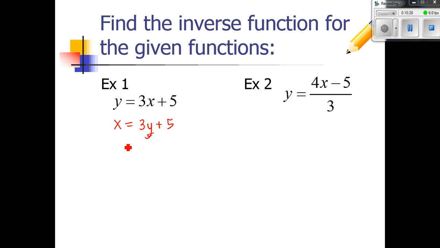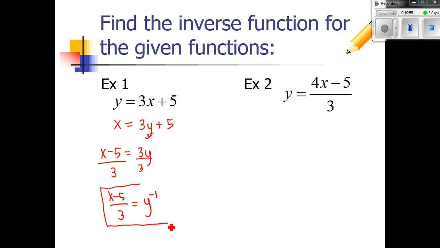So we subtract 5, and to get y alone, we're going to divide both sides by 3. So (x minus 5) over 3 is the inverse. Now, I wouldn't be able to know if that inverse is a function unless I graphed it or I know something about this. This is a line, and lines are functions, so this would be an inverse function, okay?